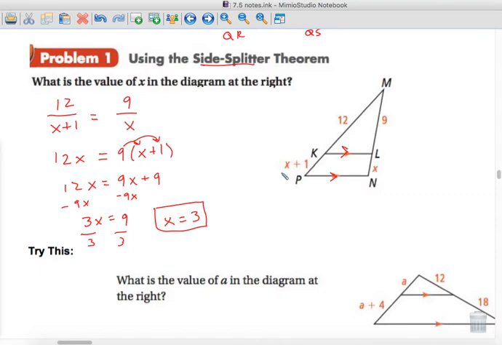Just checking it over here, x is 3, 3 plus 1 is 4, and x is 3 over here. 12 compared to 4, 9 compared to 3, well, these numbers are both 3 times these numbers. So it checks out.